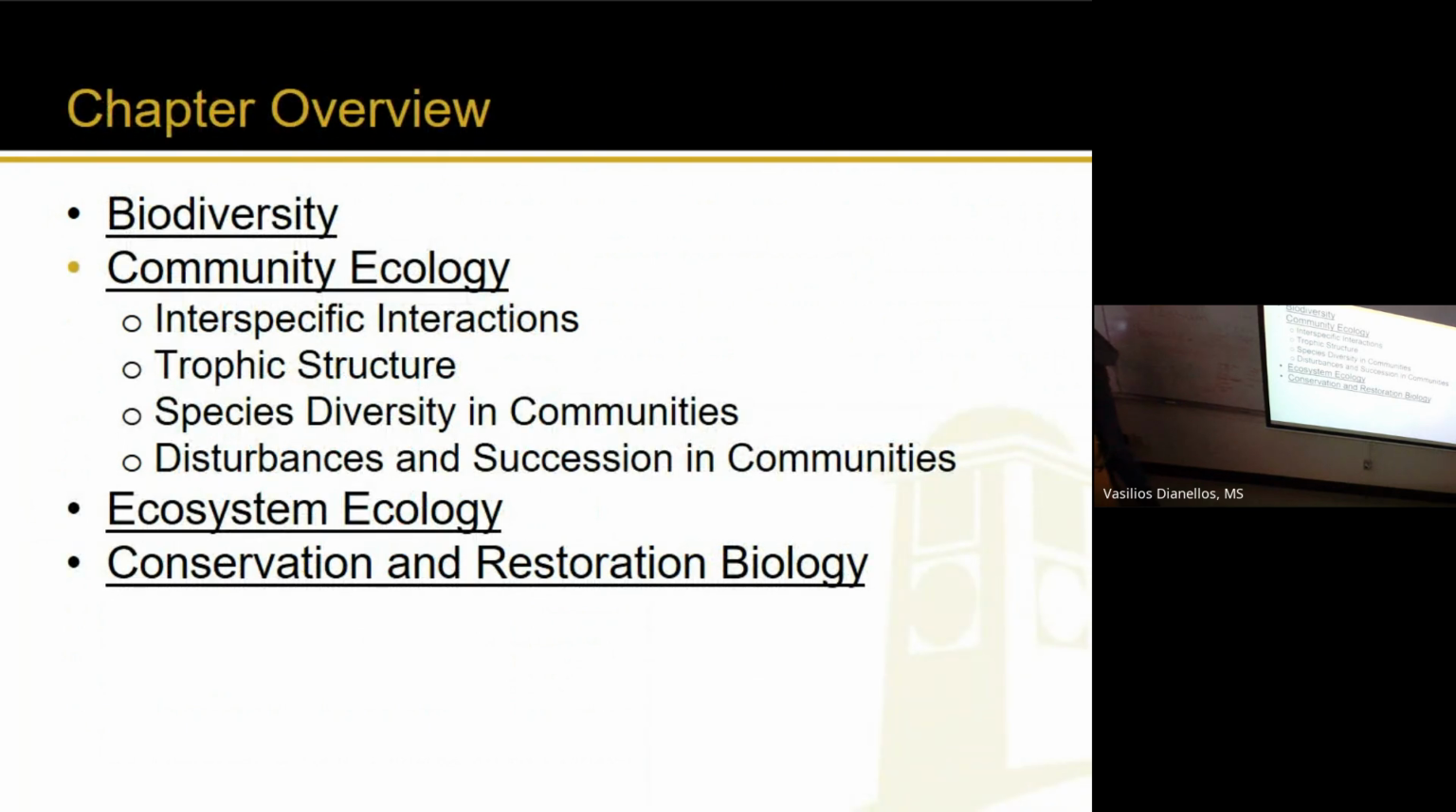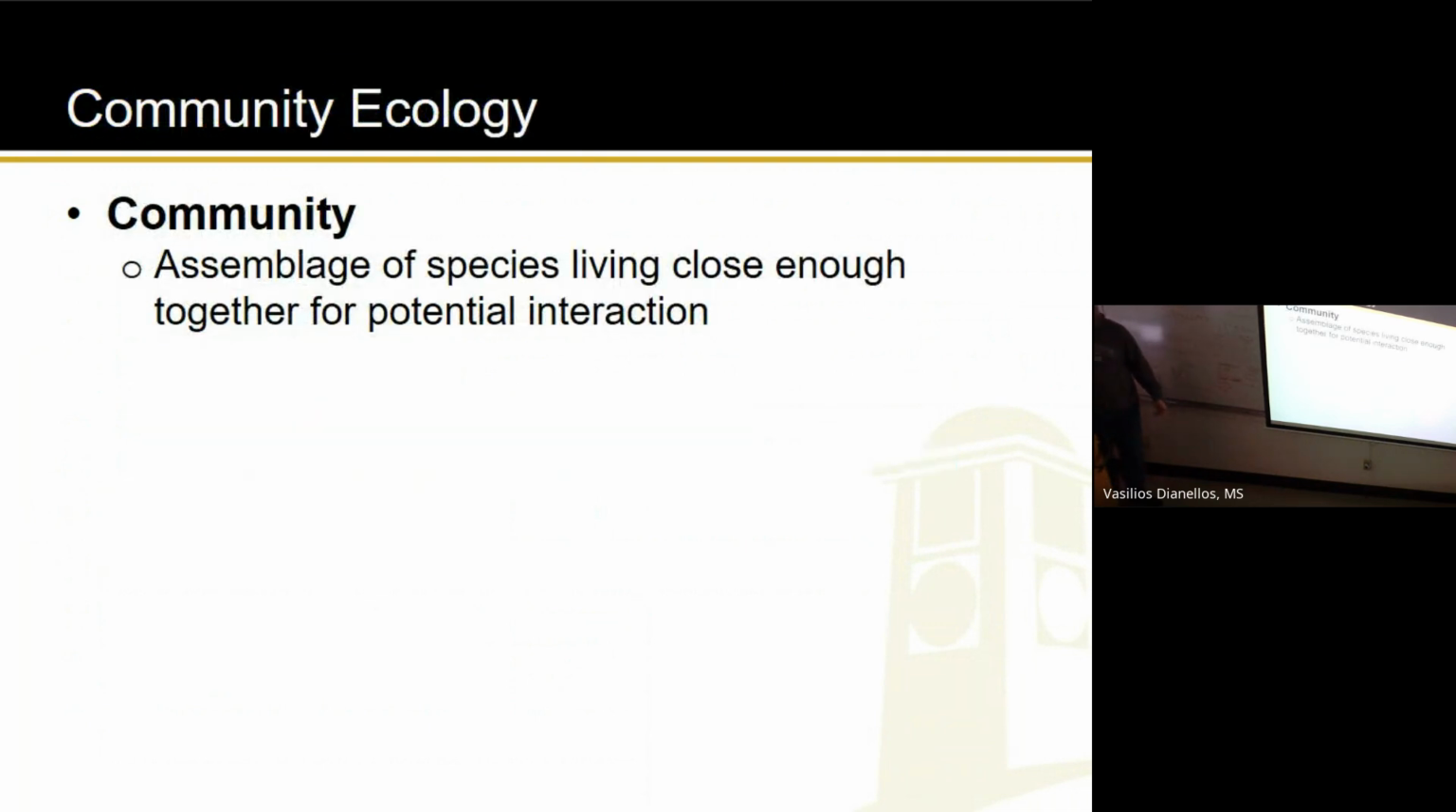If we can finish this, we'll be halfway through, which would be perfect, because we only have one more day to finish this. So, community ecology. I already told you what a community is. I backed up. Remember we talked about population, and then a step up from a population is a community. Really quickly, here it is again, because you need to know it for the exam. It is the assemblage of species living close enough together for potential interaction. And again, as usual, when I'm telling you you need to know a definition, you don't necessarily need to know it verbatim. Just know what the words mean.